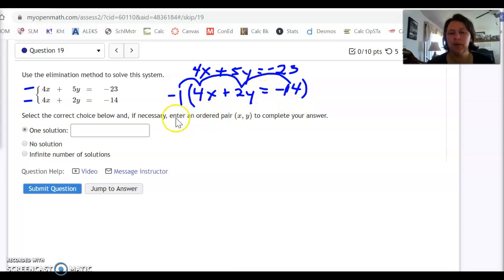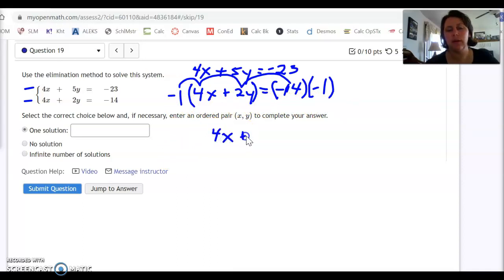But the property that we're using here is whatever you do to one side, you have to do to the other. So we're really multiplying negative 1 to the left-hand side of the equation. But if we multiplied it to the left-hand side, we would also have to multiply it to the right-hand side. And so we can do that with just one step of multiplying the whole equation by negative 1. So let's write that again.